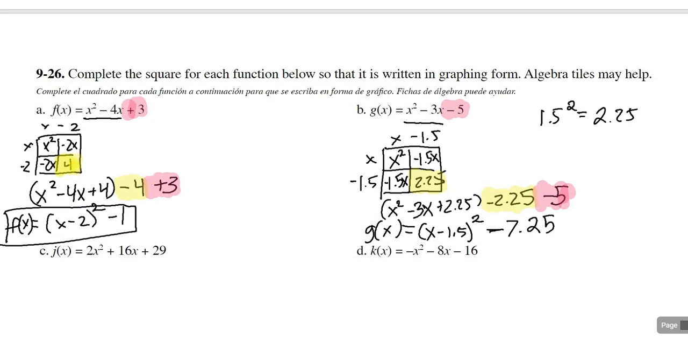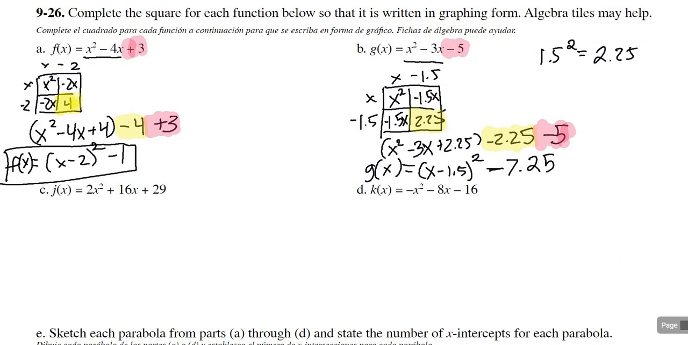Okay, we keep going. Now this one's a little bit harder. Before we can complete the square, we have to deal with the fact that there is a 2 in front. So that's what we're going to do. I'll factor out that 2. So this becomes 2 times x squared plus 4x plus, let's see, what's 29 divided by 2? 14.5. And now I complete the square for this part.